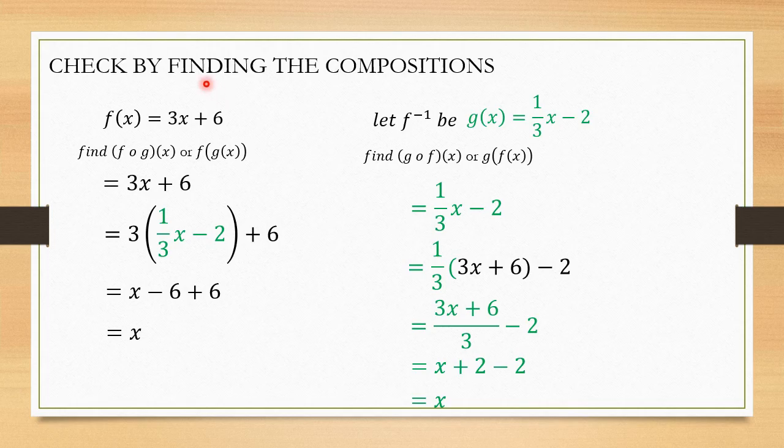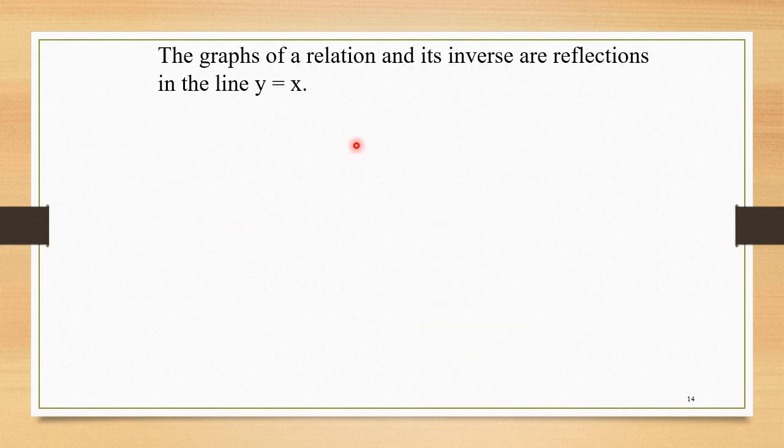Okay, now let us proceed to the graph of inverse function. The graphs of a relation and its inverse are reflections in the line y is equal to x. So, itong part na to, no, kapag graph natin yan, ang lalabas dyan ay diagonal line along the origin. May mga coordinates siya na 1, 1, 2, 2, 3, 3, negative 1, and so on.